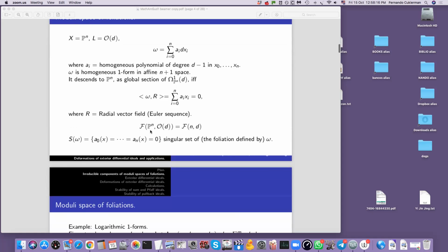So we will consider, we simplify the notation a little bit, and in the case of Pn and the line bundle O of D, we simply denote it Fnd. So this is the set of one forms in Pn of degree d, which satisfy the descent condition and the Frobenius condition.